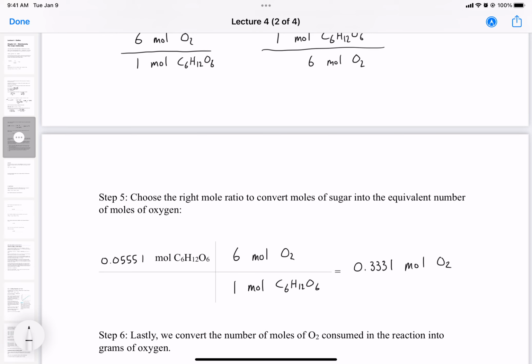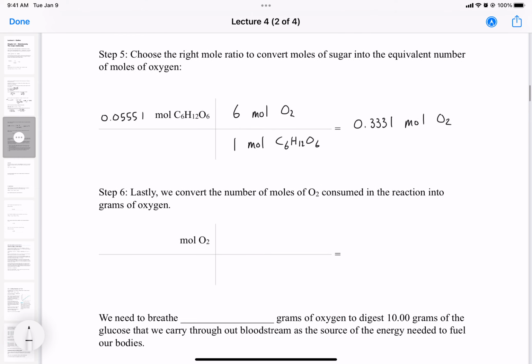So now we have the moles of oxygen, but now we want to know exactly how much oxygen we need. So we want to know how many grams we need. So now we take that value from before, 0.3331 mole of oxygen, and we have 1 mole of O2. Okay, so the molar mass of oxygen is 16 times 2, right? So that's going to be 32 grams.